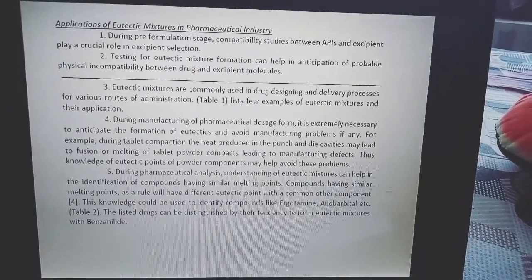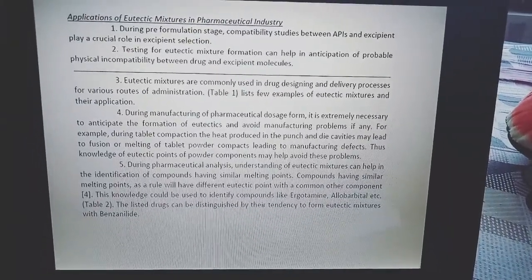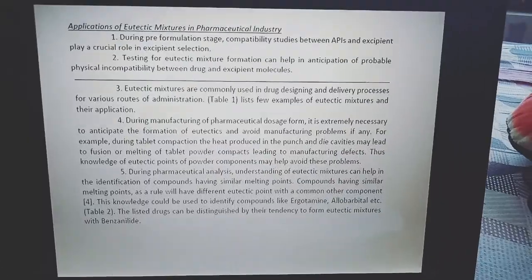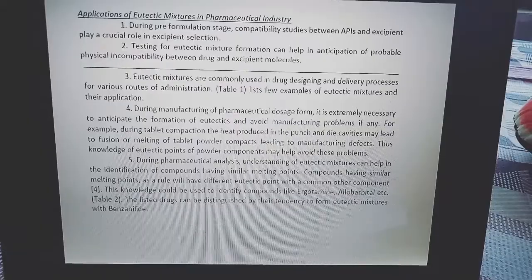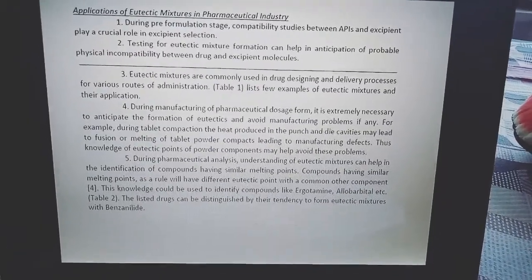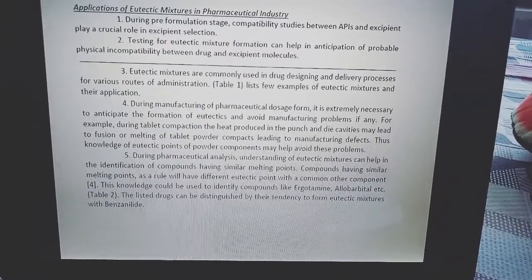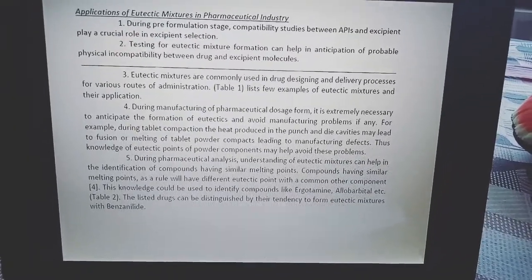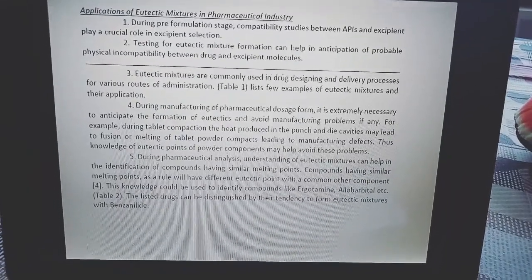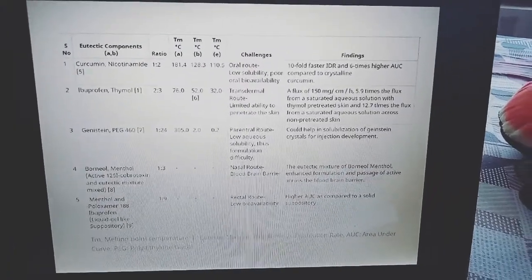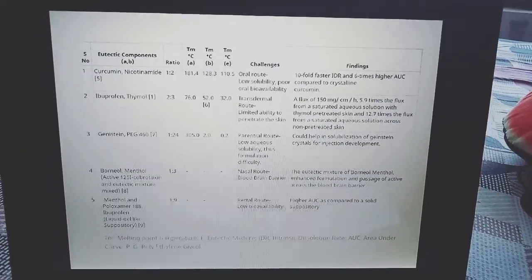Fifth, during pharmaceutical analysis, understanding of eutectic mixtures can help in identification of compounds having similar melting points. The compounds having similar melting points, as a rule, will have different eutectic points with a common other component. Now this is table 1 which shows the applications of various eutectic components in the pharmaceutical industry.